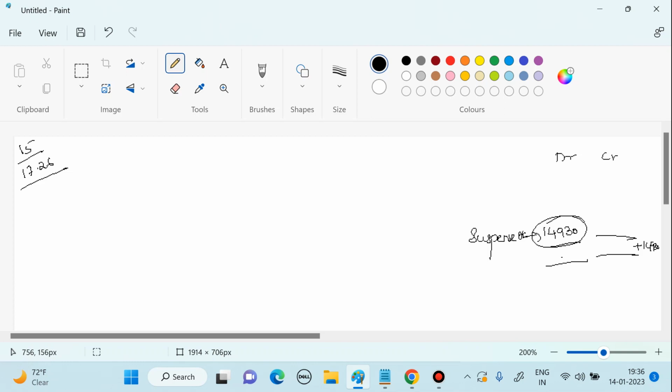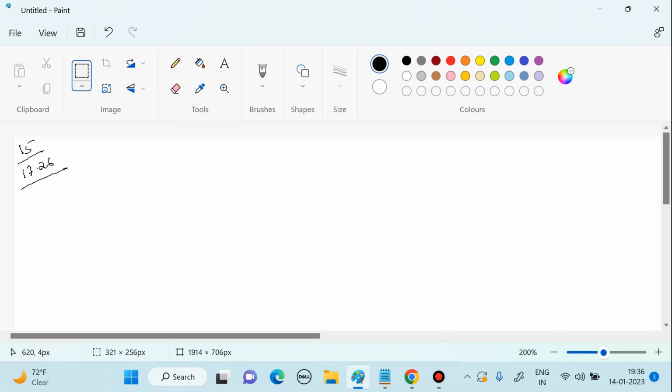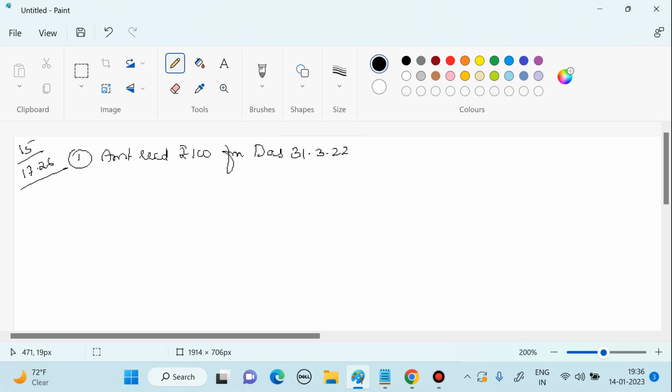The difference was placed in suspense account. Now we are going to treat each one of those items, rectify those errors, and we'll also prepare the suspense account. So first thing, an amount of 100 was received from Das on 31st of March 22, but was entered in the cash book on 4th of April 2022.